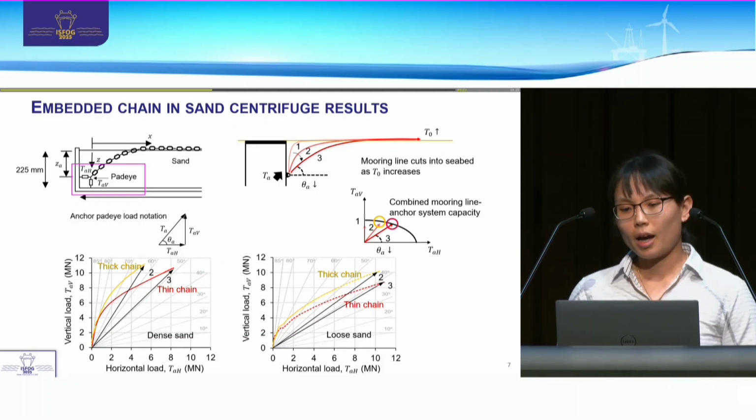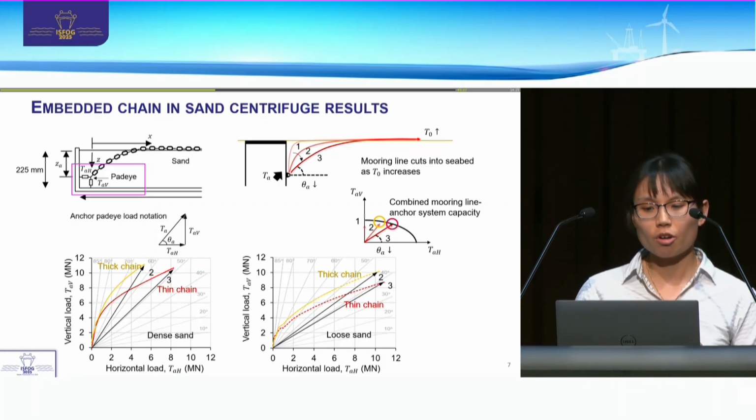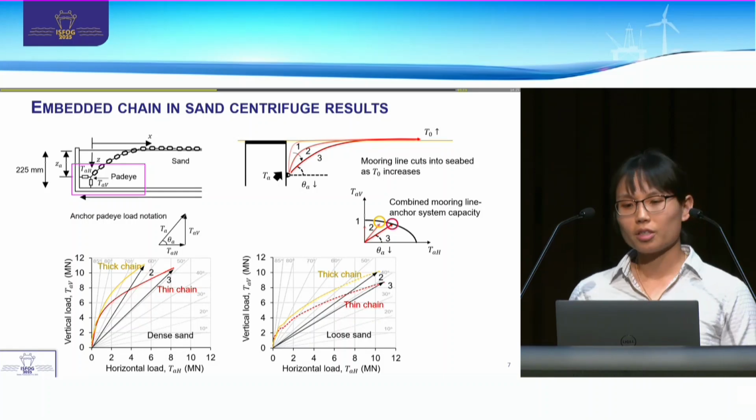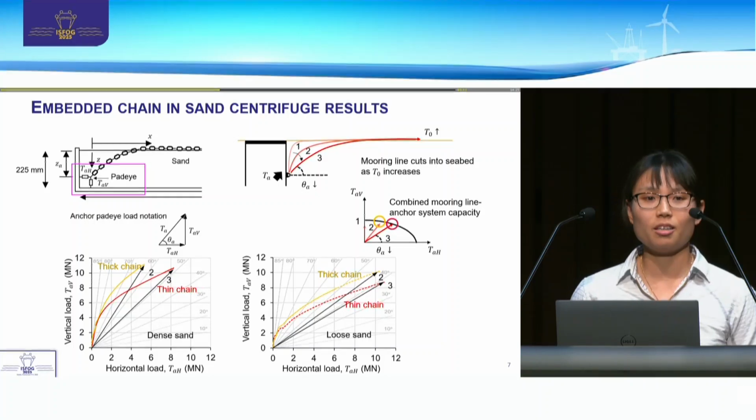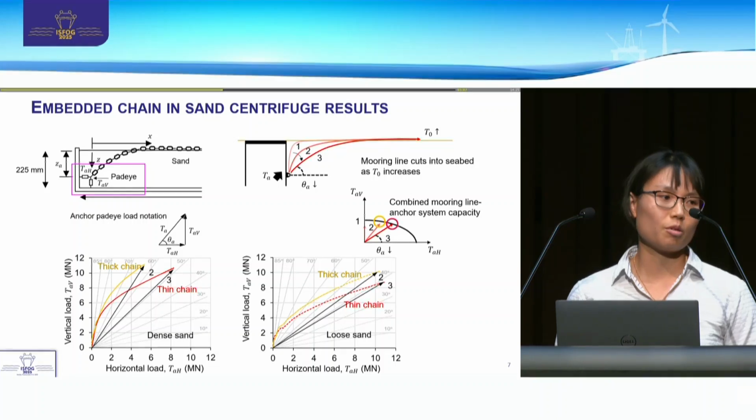And what you can see here is that the thin chain, in this case, cut more into the loose sand, thus mobilizing more horizontal anchor capacity, and so higher combined mooring line anchor system capacity.